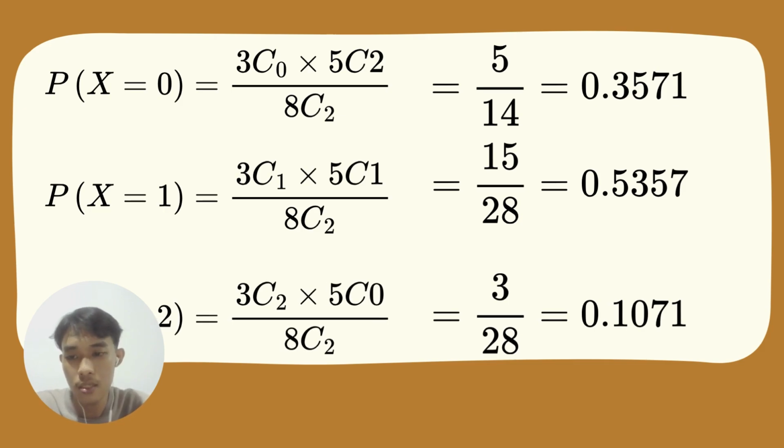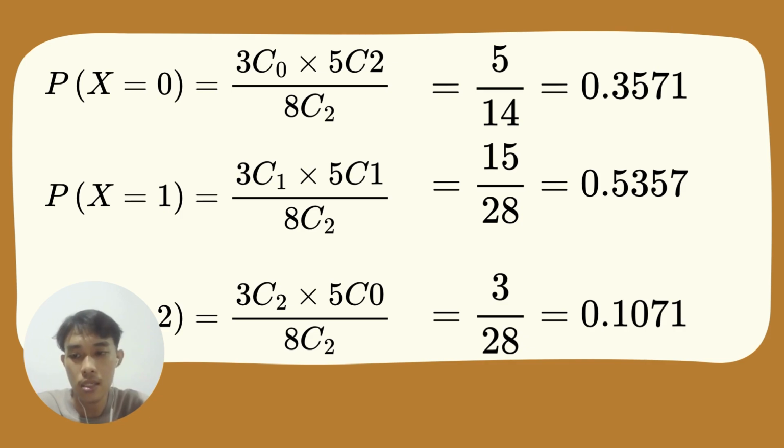So the first case, k equal to 0, this means no defective microcomputer in the sample. Using the formula, we will get 5 over 14 equal to 0.3571. So the next case is k equal to 1. This means one defective microcomputer in the sample. We will use the formula and get the answer of 15 over 28 equal to 0.5357.